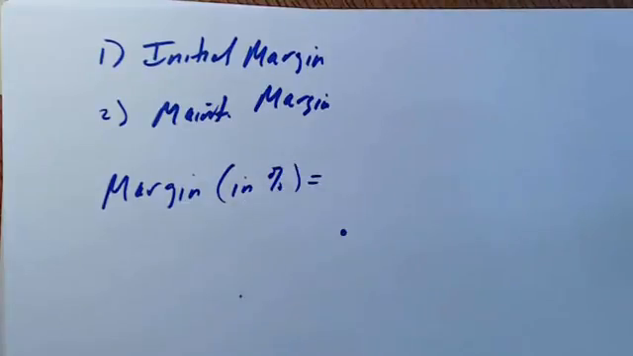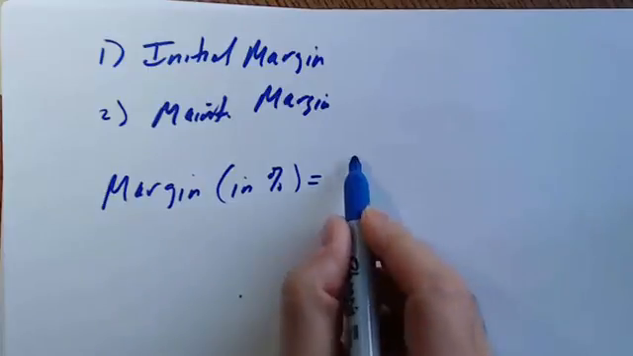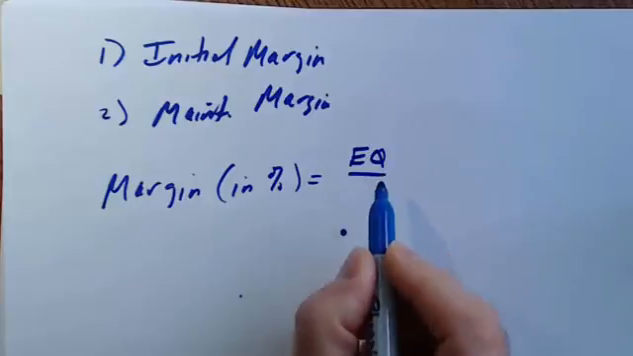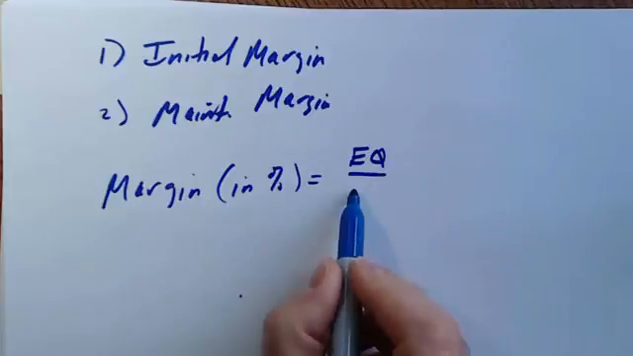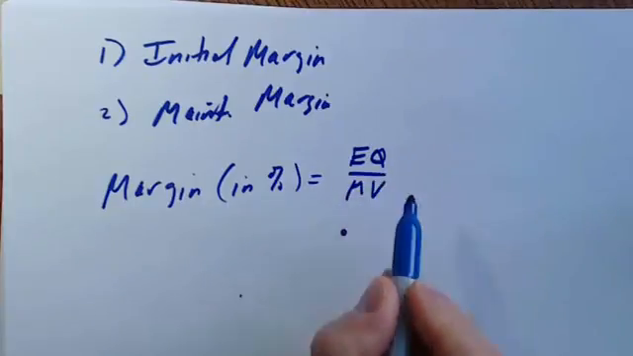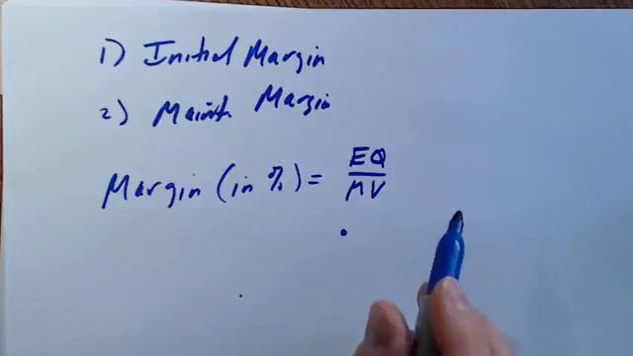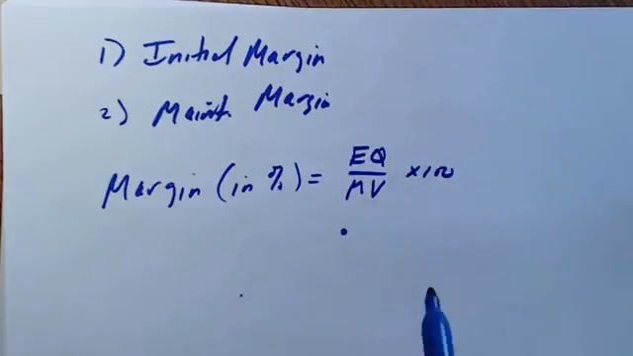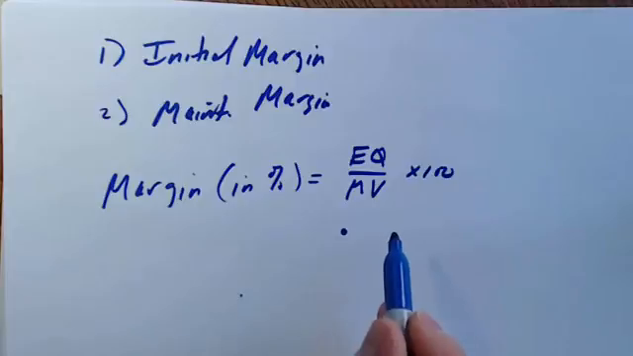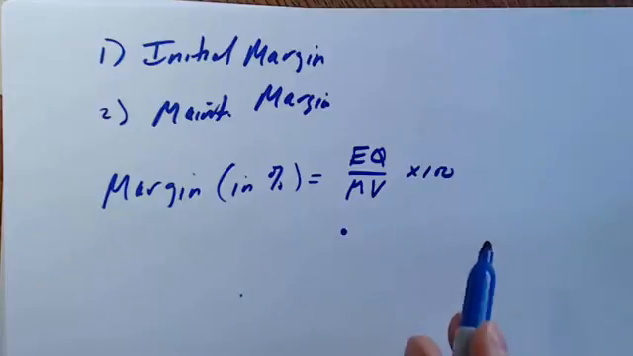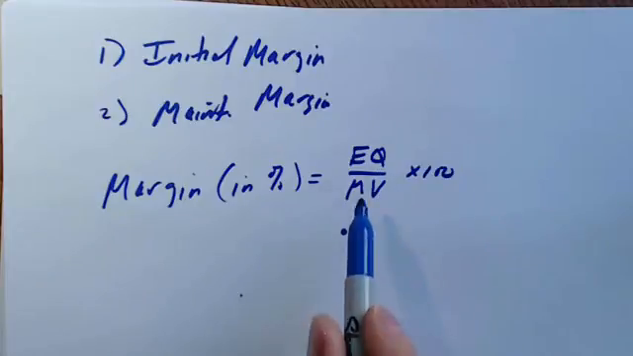Calculating in percent, you ought to be able to do it in both dollars and percent, as you'll see in a few minutes. Margin, like I said, is your equity. And it's in percent, it's your equity divided by the market value of what you're buying. And if you multiply it by 100, you'll get this into a percent form. Okay? Now, how do you calculate this equity, the top part?